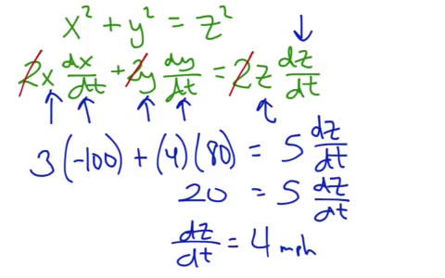Okay, I'm not going to write this down. You've heard me say it. You can go back and listen to it again. But again, the distance between the car and the truck at this moment is increasing because the derivative of that distance is positive, and it's increasing at a rate of 4 miles per hour.